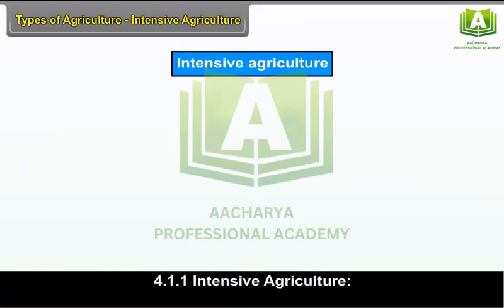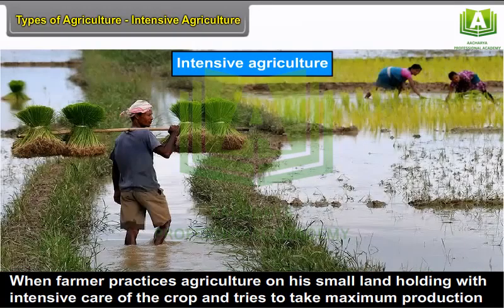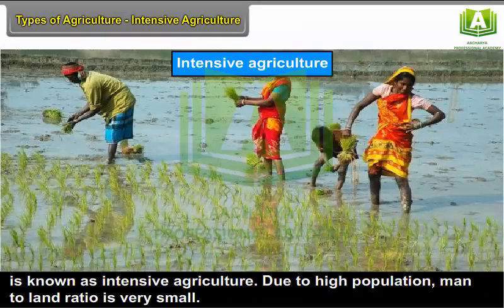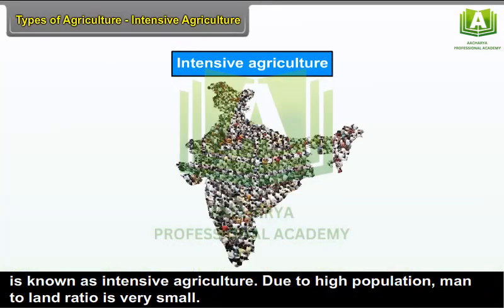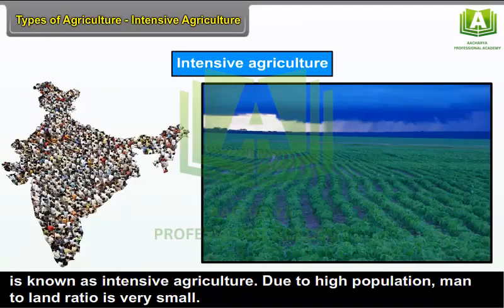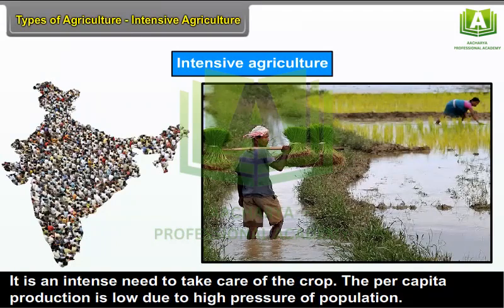Intensive agriculture. When a farmer practices agriculture on a small land holding with intensive care of the crop and tries to take maximum production, it is known as intensive agriculture. Due to high population, the man-to-land ratio is very small. Generally, the farmer grows food grain crops to meet the family requirement. There is an intense need to take care of the crop.